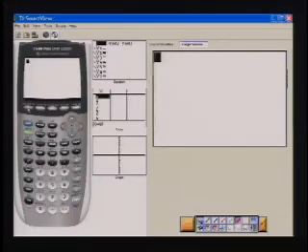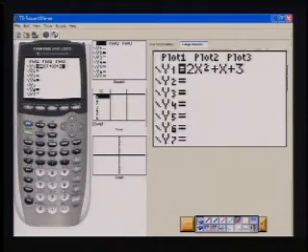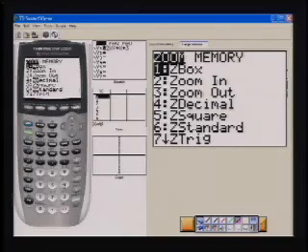Let's try another quadratic example. This function is 2x squared plus x plus 3. Let's see what happens when we put this in the graphing calculator. Again, we'll go to our y equals screen. We'll enter 2x squared plus x plus 3. And let's zoom 6 again. Zoom standard.